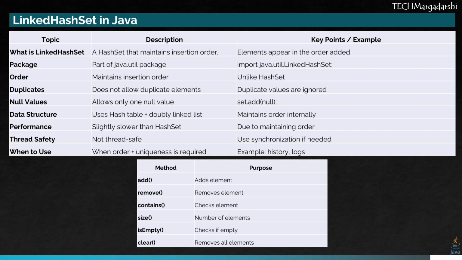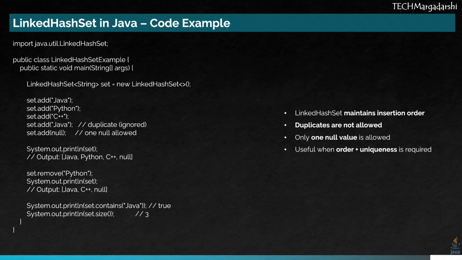LinkedHashSet is not thread safe by default, so synchronization is needed in multi-threaded environments. We should use LinkedHashSet when we need both uniqueness and insertion order, such as maintaining logs, history, or ordered records. Now let's look at a simple LinkedHashSet code example to understand how it works in practice.